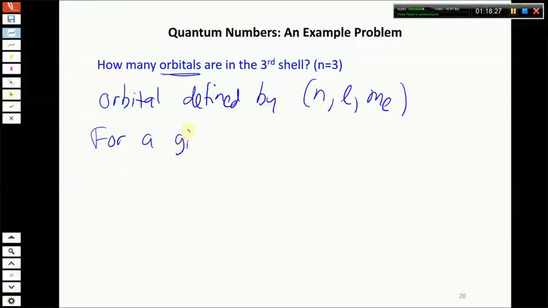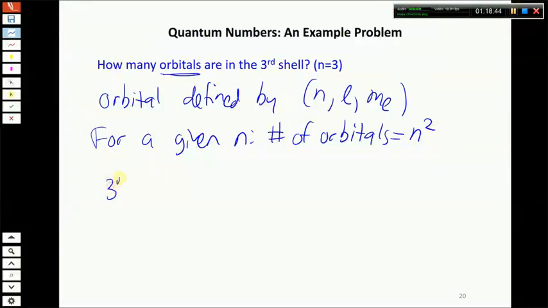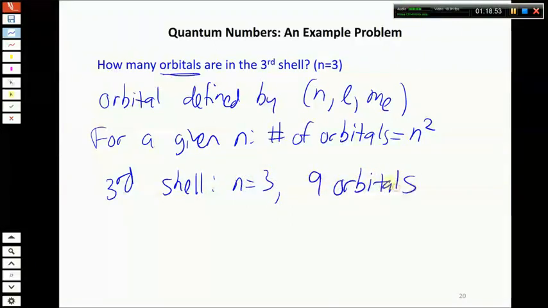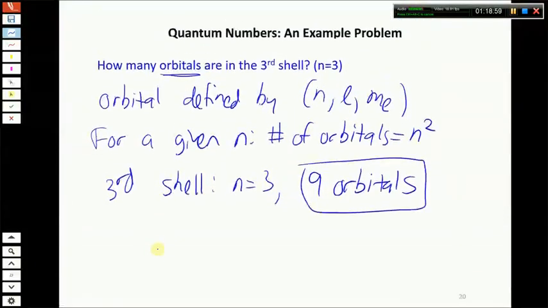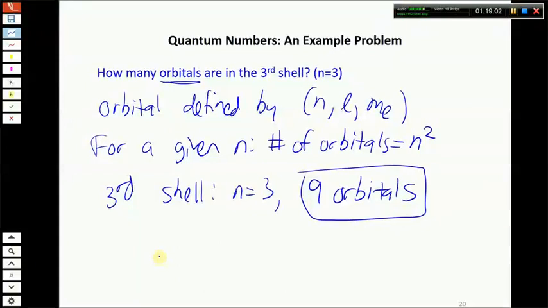So if n equals 3, we have 9 orbitals, and there ends up being a general relationship that for a given n, the number of orbitals is equal to n squared. All right? So we have n squared orbitals for a given value of n. So if n equals 3, we have 9 orbitals. And then did I do this other one? No, I haven't done this. All right, so that's a relationship that I think is helpful to remember because it gets a little bit tedious to write out all of the different ones.